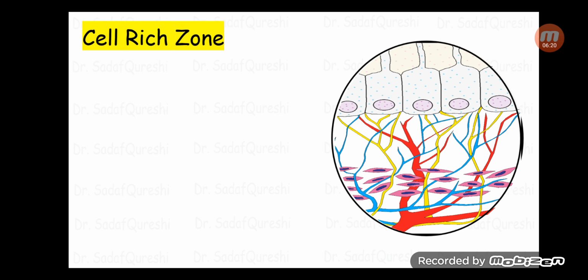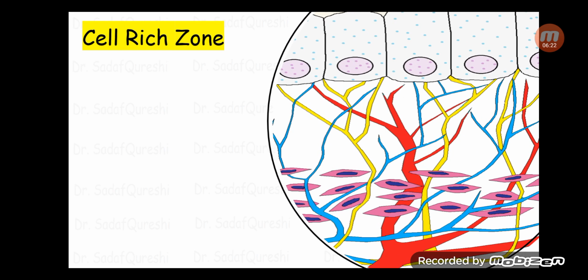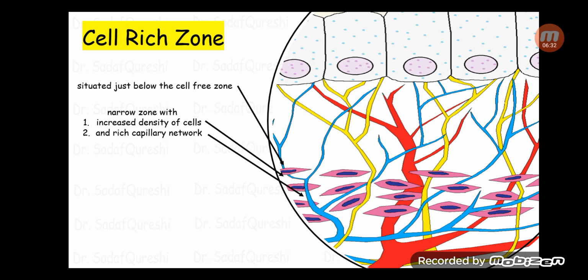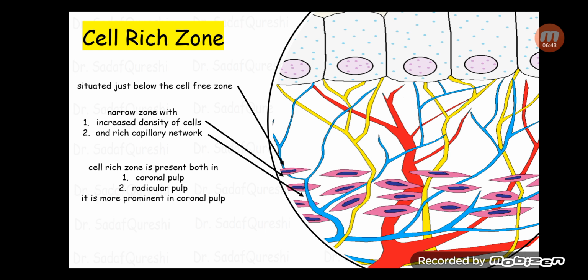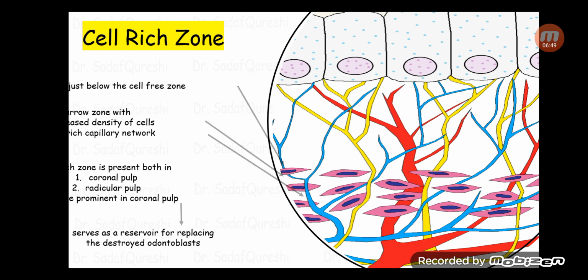To evaluate this layer, we will enlarge this image again, and we can see the area that has many cells present, and this is called the cell-rich zone. It is located just below the cell-free zone. It is a narrow zone with increased density of cells and a rich capillary network. The cell-rich zone is present both in coronal pulp and radicular pulp, and it is more prominent in coronal pulp, as it serves as a reservoir for replacing the destroyed odontoblasts.